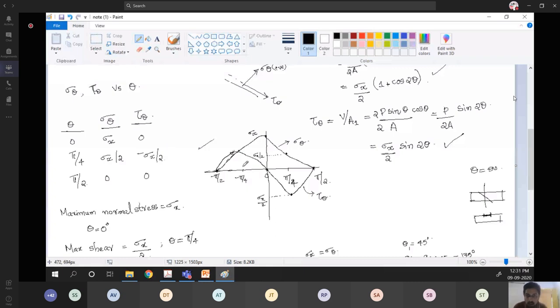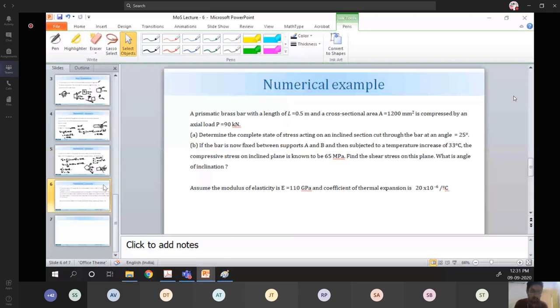And then there is one more problem. Maybe you try to solve it. I will share the file here. In the next class, if you have a doubt, you can tell me. Okay, so we'll wind up for today's class. I need to take the attendance sheet.